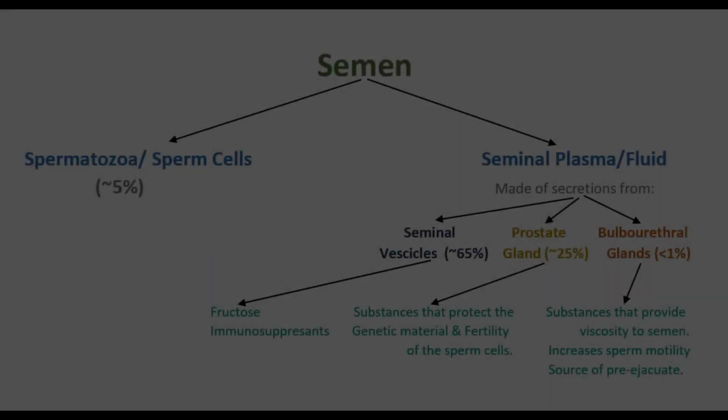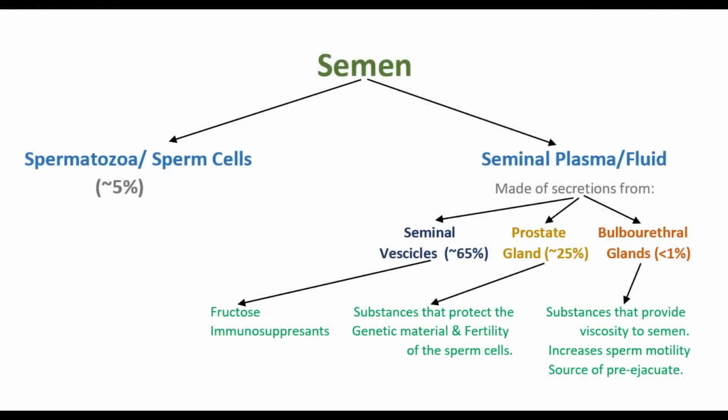Semen consists of two main parts: the spermatozoa or sperm cells, which comprise about 5% of semen, and the seminal plasma or seminal fluid. The seminal plasma consists of secretions from the seminal vesicles, the prostate, and the bulbourethral glands. Among the many sugars, amino acids, enzymes, and minerals present in the seminal fluid, the most noteworthy and major energy source for sperm cells is fructose.